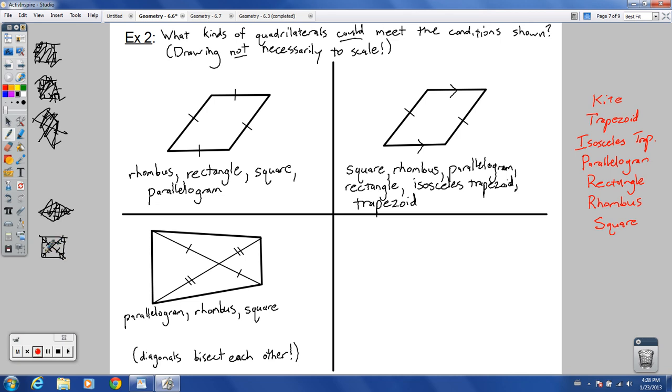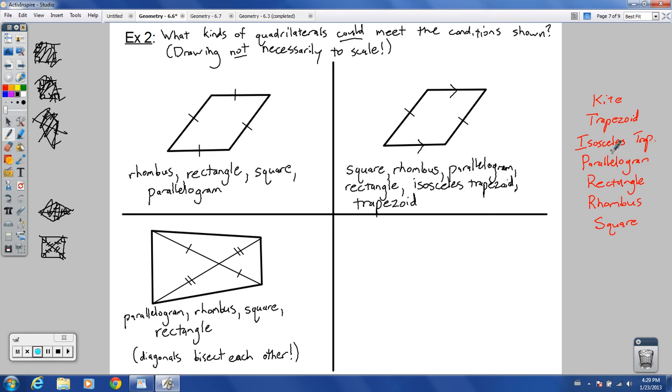In the square and the rectangle, we could actually say that they're all the same, so we could put the same number of marks on each one, but it would hold true that this one is the same as this one, and this one is the same as this one. So less specificity here. We're just saying which ones could meet that criteria. So I would say also rectangle.